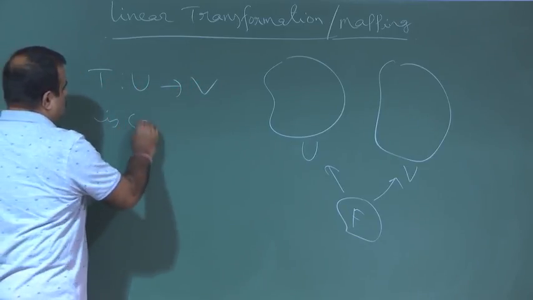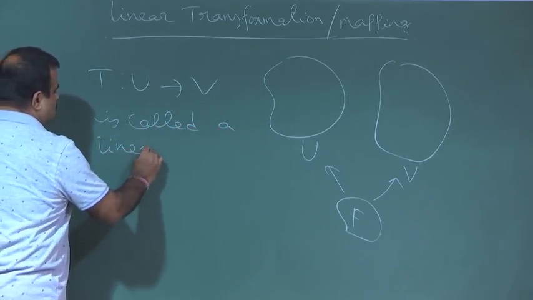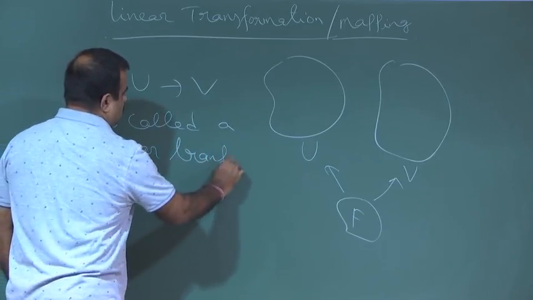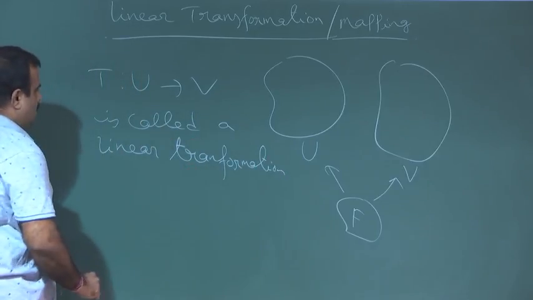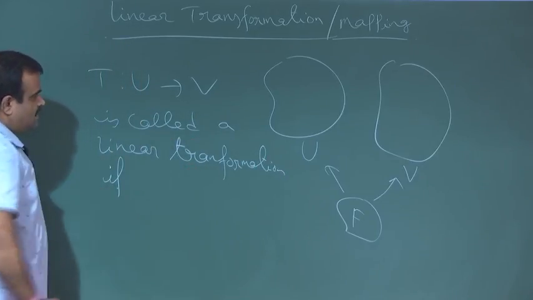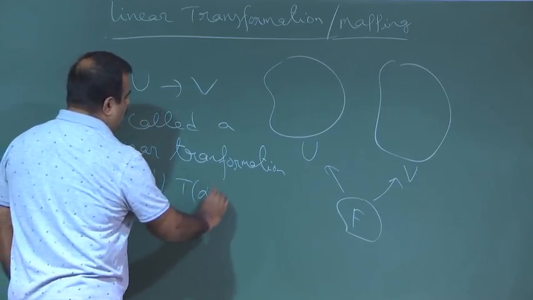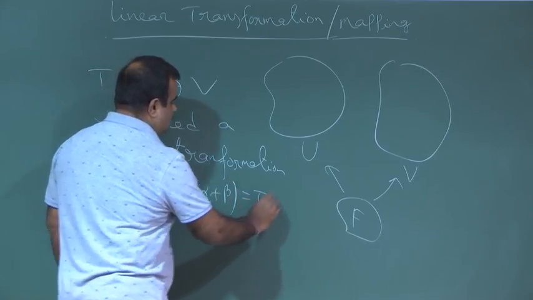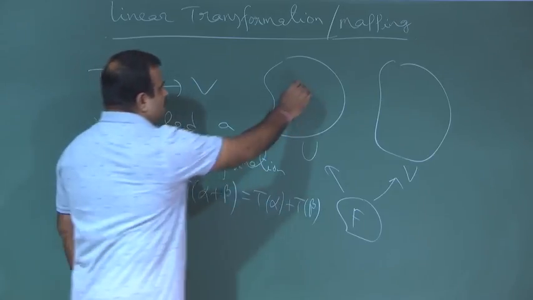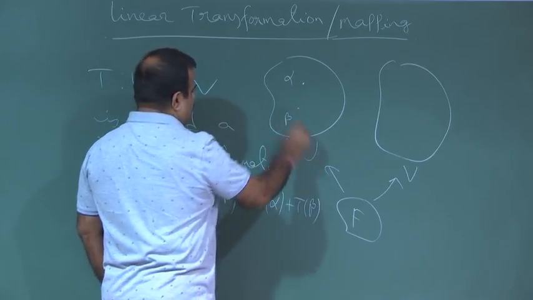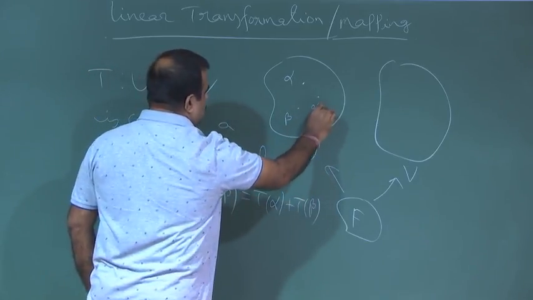is called a linear mapping or linear transformation if the following conditions are satisfied. There are two conditions: if T of alpha plus beta is equal to T of alpha plus T of beta. So, we take two vectors alpha, beta from here, and this must be true for all of them.